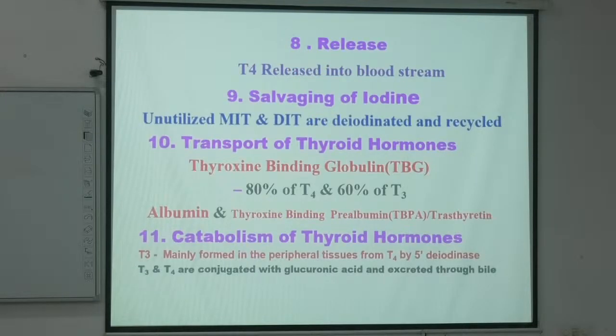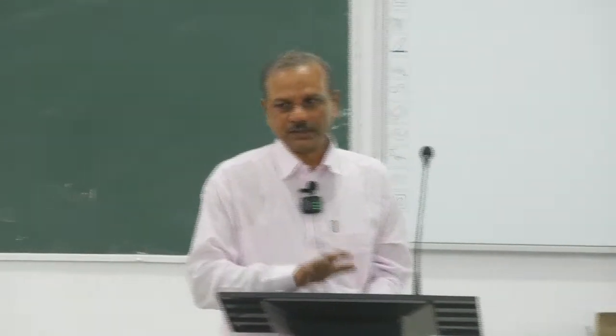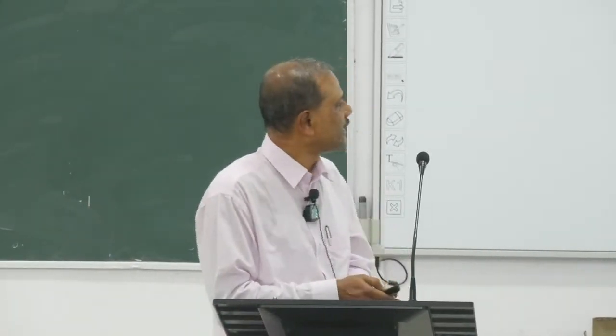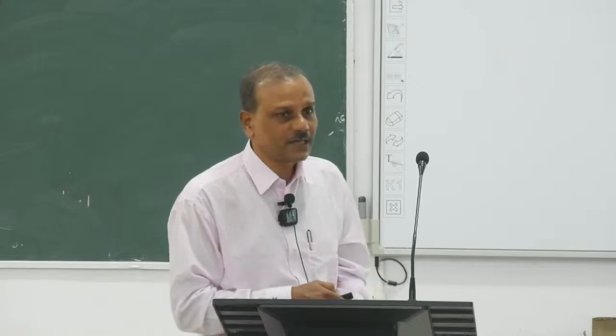So, T4 is released into the bloodstream. As I told you, iodine is a scarce element, so the body has evolved a mechanism. Whatever amount of MIT and DIT has been formed that could not be coupled either to T4 or to T3 is deiodinated, and that iodine is recycled within the thyroid acinar cells. So, that is a salvaging of iodine. Iodine is saved from being wasted. That is the reason why it is called the salvage.